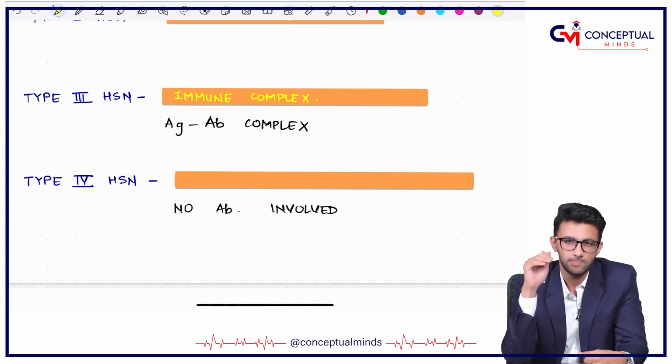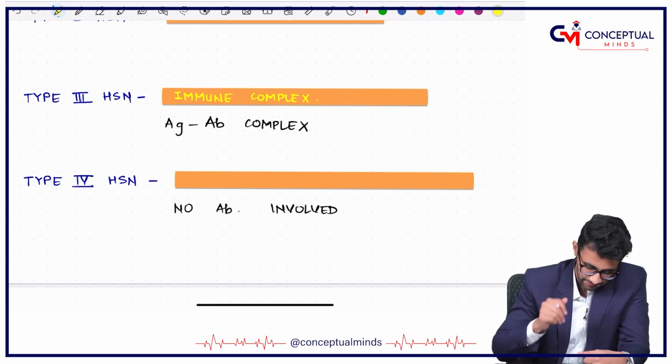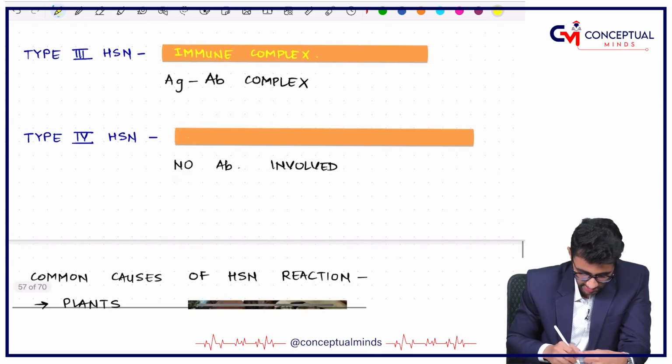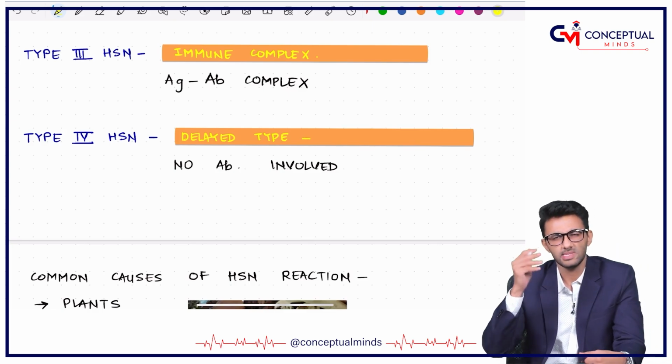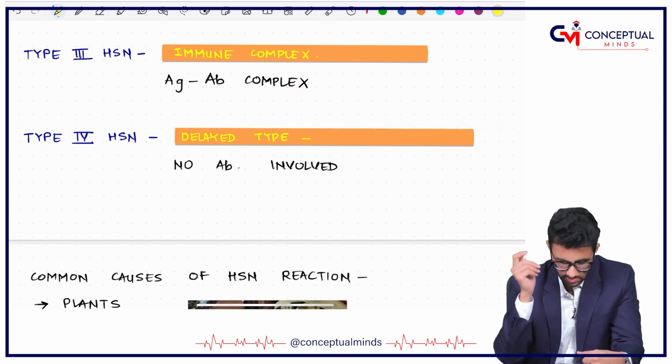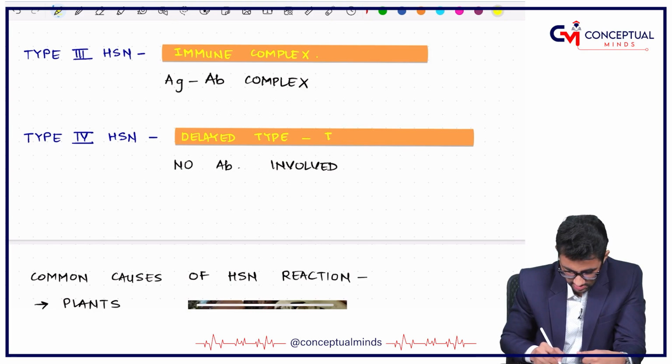I'll mention the whole mnemonic once again. We'll just write it down once we are done with this, and we'll have a revision of it. So this is the delayed type. And which cells are involved? T cells are involved in this one. So T cell involvement.